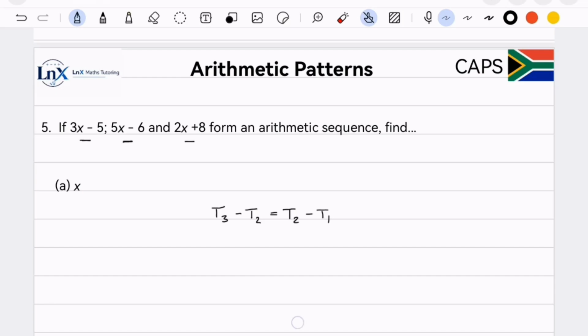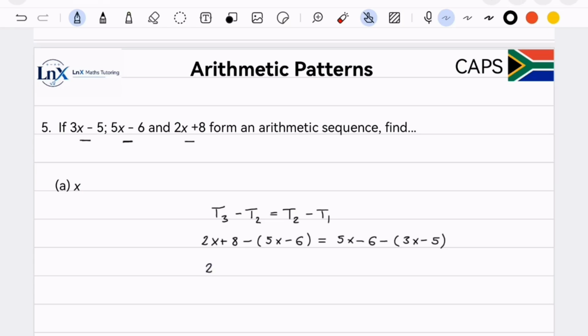So now T3 in the sequence is 2x plus 8. So this is going to be 2x plus 8 minus 5x minus 6 equals to our second term, 5x minus 6, minus the first term, which is 3x minus 5, right?